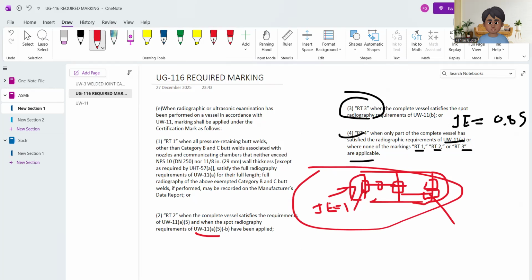If we are not taking this long seam, then head to long seam junction spot radiography, if we are not following UW11(a)(5)(b), then it will come under RT3. If we follow this one, then it comes under RT4. So this is the basic difference. So I hope you understand when you are going to use RT1, RT2, RT3. So thank you. Bye bye.